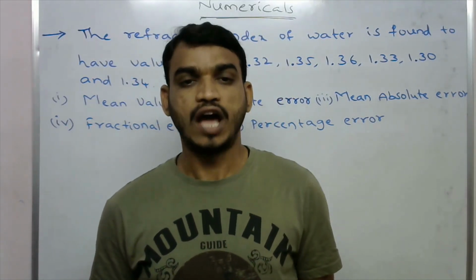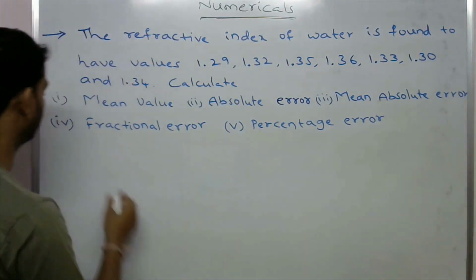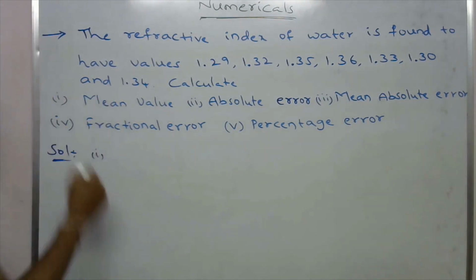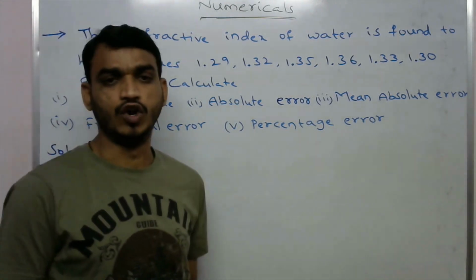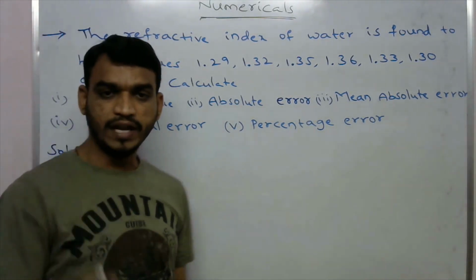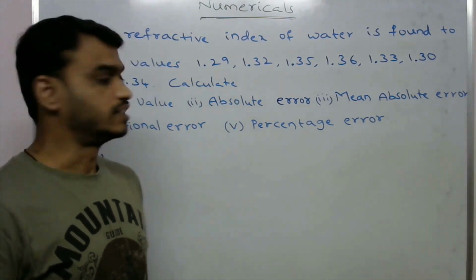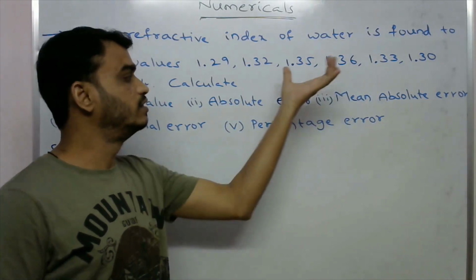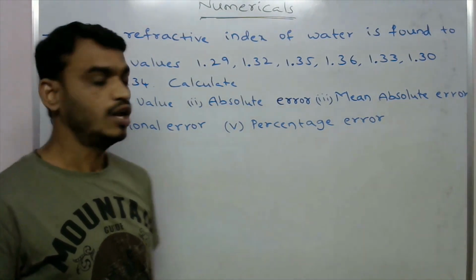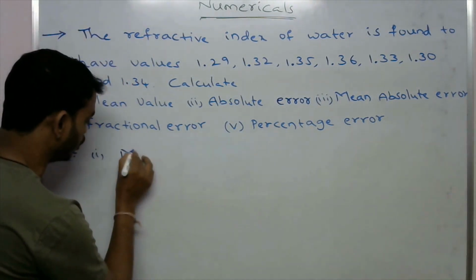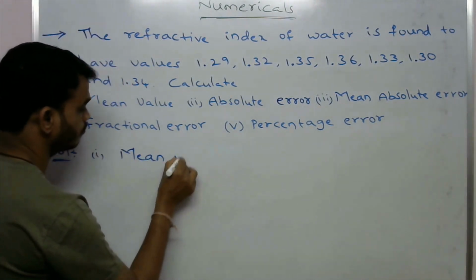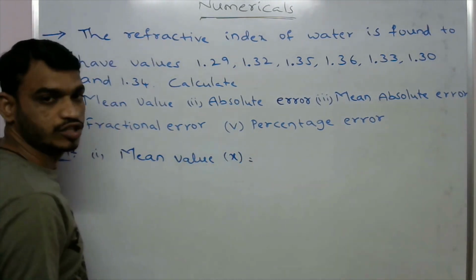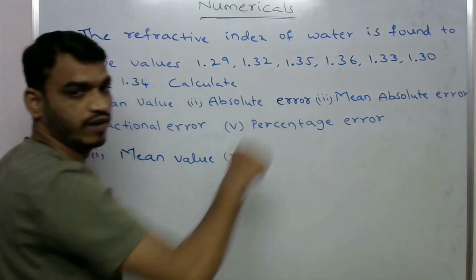Okay. So now the first one is mean value. How do we find the mean value? The mean value is the sum of all these measured values divided by the number of measured values. So the mean value x is equal to the sum of all these measured values.